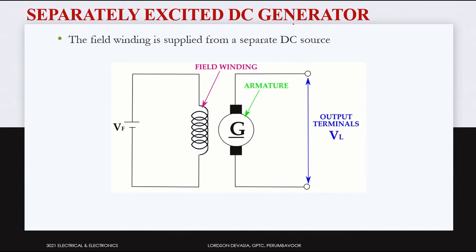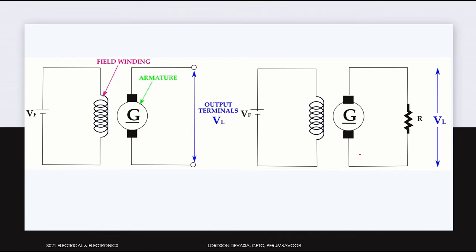So separately excited DC generator, that is, the field winding is supplied from a separate DC source. Here there is a voltage source VF that is connected to the field winding to produce the magnetic field, and this is the armature. So connecting a resistance to the load, that will produce a load current, and the current through the armature is indicated as IA.